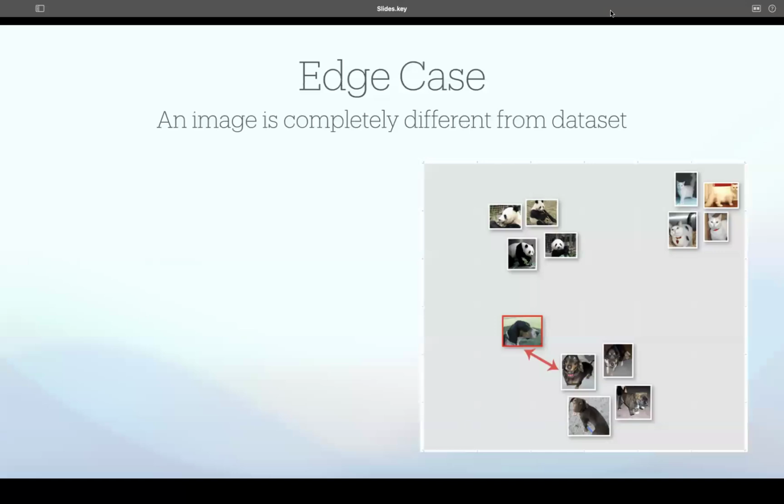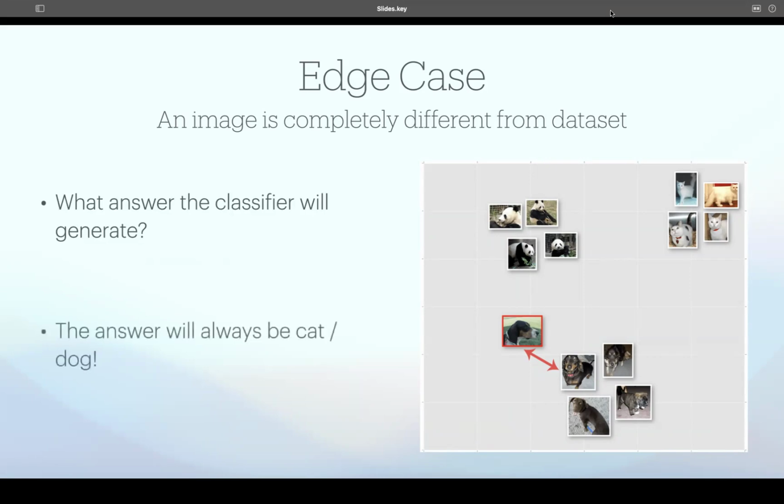But classifier is not perfect. There is an edge case here. In the following picture, we train a classifier with dog and cat pictures. So what will this classifier predict? The answer is always a cat or a dog. It will not be a panda. This is an issue that modern machine learning usually has. If you give an image which is completely different from the dataset, the classifier will give a totally wrong answer.